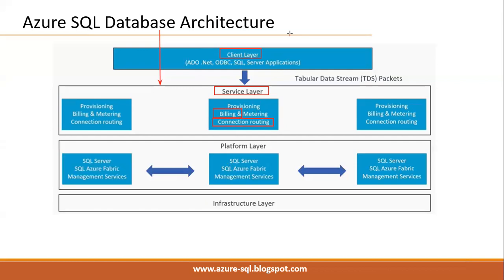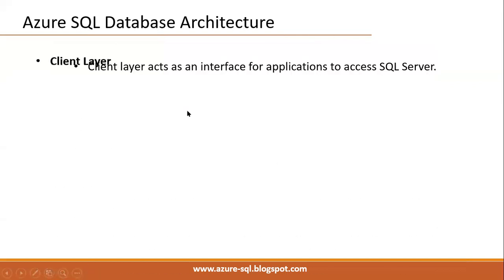Service layer, first layer. Then we have the platform layer. In the platform layer, we have the SQL Server engine, which is processing the queries. Azure Fabric is there. Management services are there. Below that we have the infrastructure layer, which is nothing but our hardware or virtualization layer. One by one we'll see.